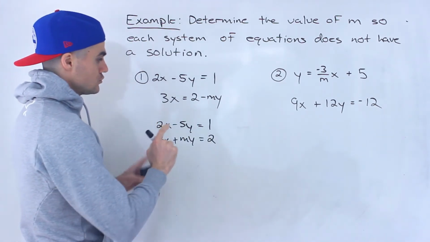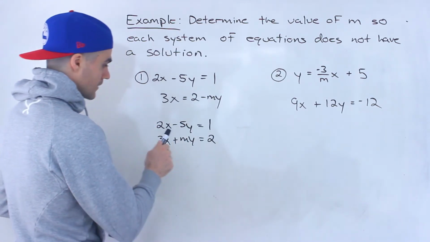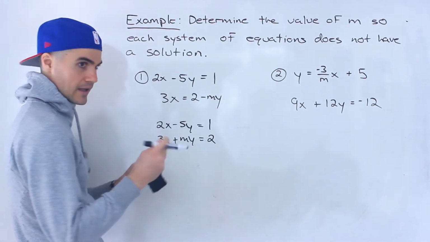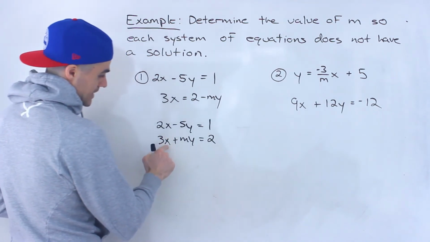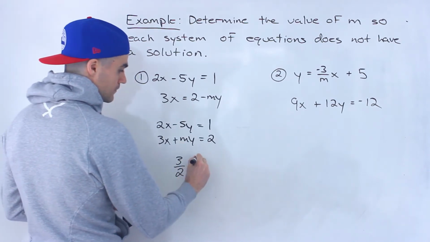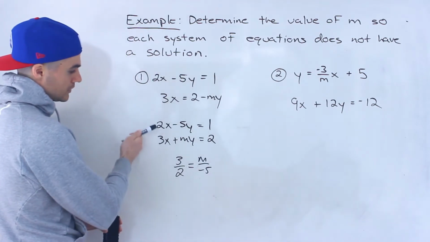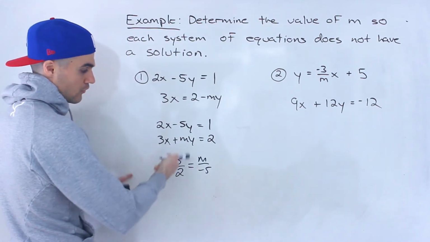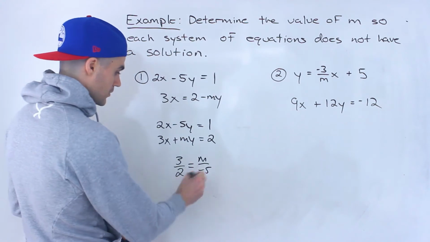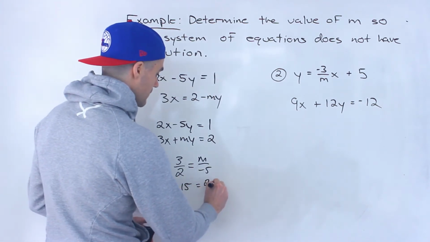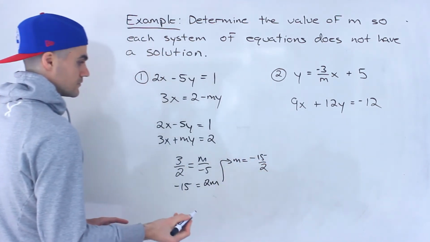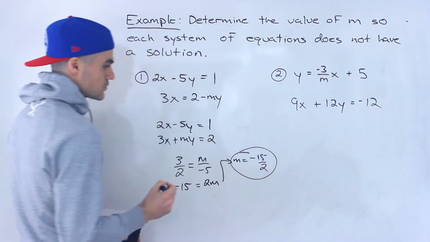If two lines are going to be parallel, it means the ratio of the coefficients in front of the variables is going to be constant. So if we take the ratio of 3 over 2, that's going to equal the ratio of m over negative 5. Or we could do 2 over 3 equals negative 5 over m. Same thing. From here, we can solve for m. We could cross multiply, so we'd have negative 15 equals 2m. Then m would equal, dividing both sides by 2, negative 15 over 2. So that's the answer for the first one, and that's one way to go about it.